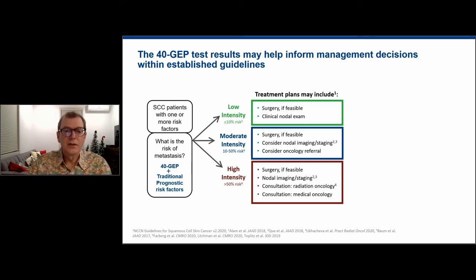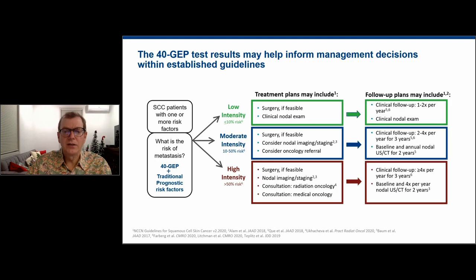For patients with low intensity, these are patients you'll do surgery on and schedule in your office for clinical nodal exam. For patients with moderate intensity, these would be ones that you do surgery on and consider further imaging as well as oncology referral. And then those high intensity patients are ones that really need all of your oncology colleagues getting involved. How is the follow-up to be tailored for these patients? Well, the low intensity essentially is going to involve clinical nodal exam and follow-up in the office of the dermatologist once or twice per year.